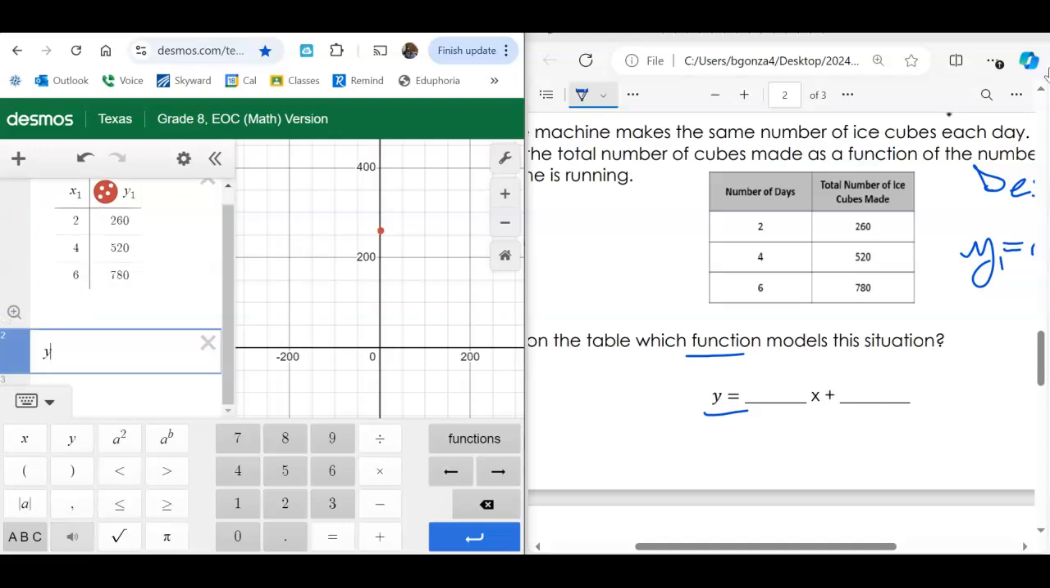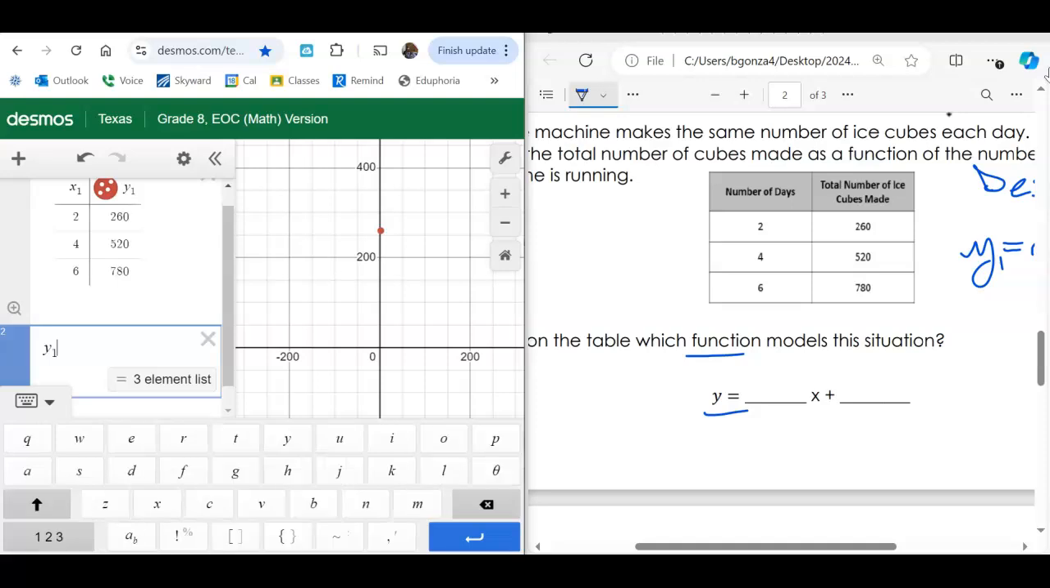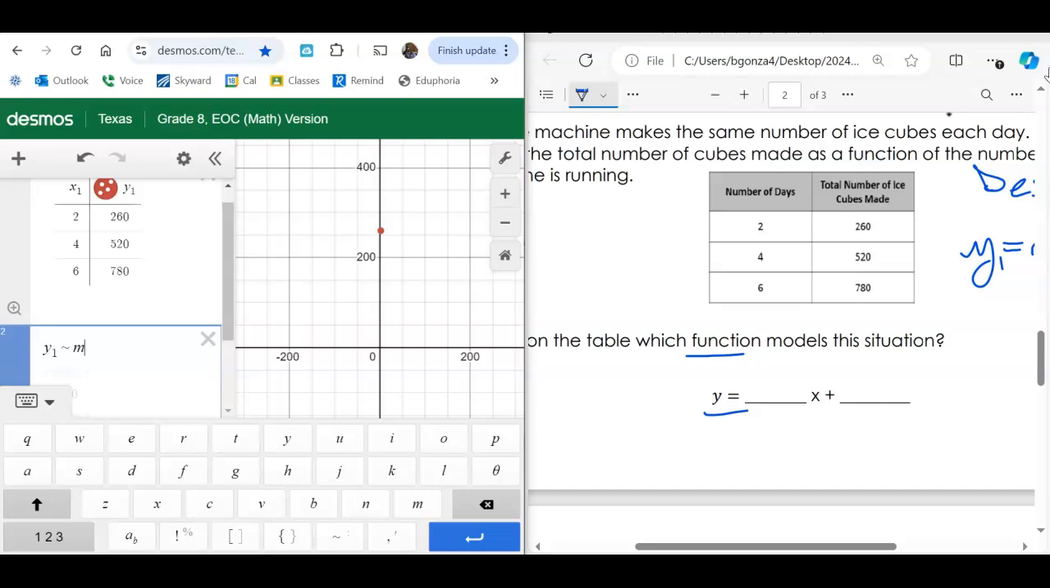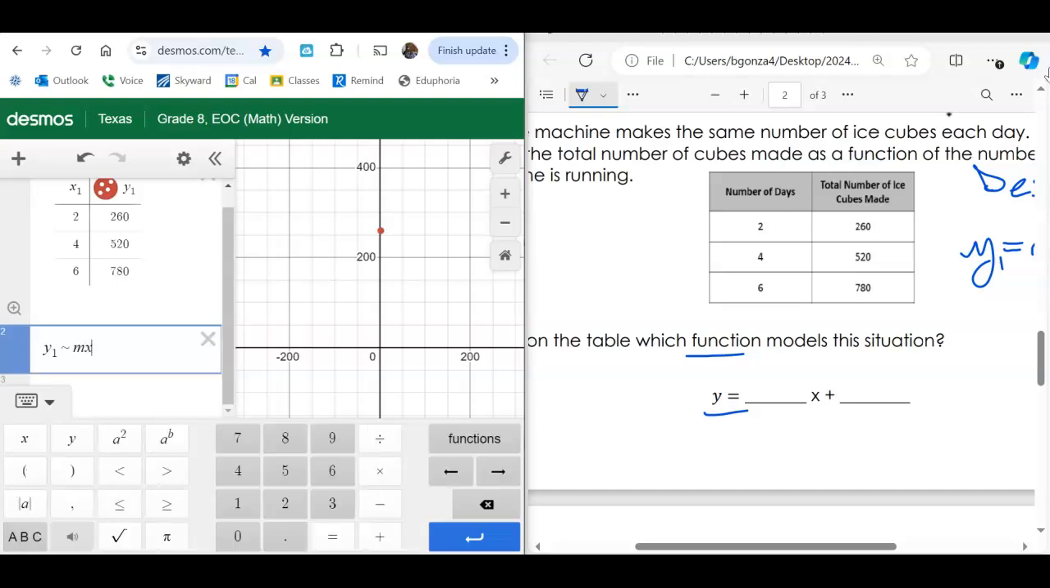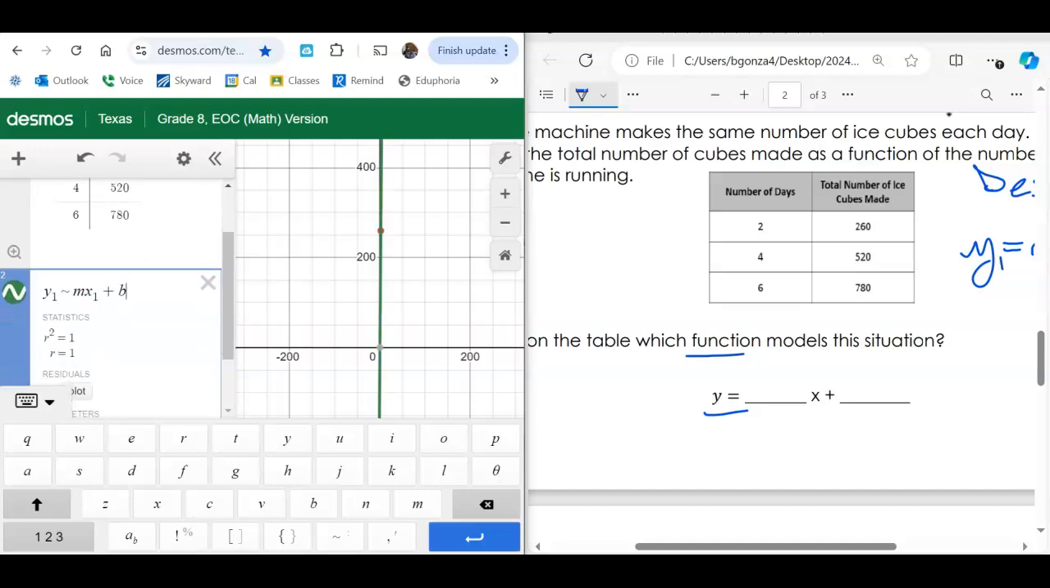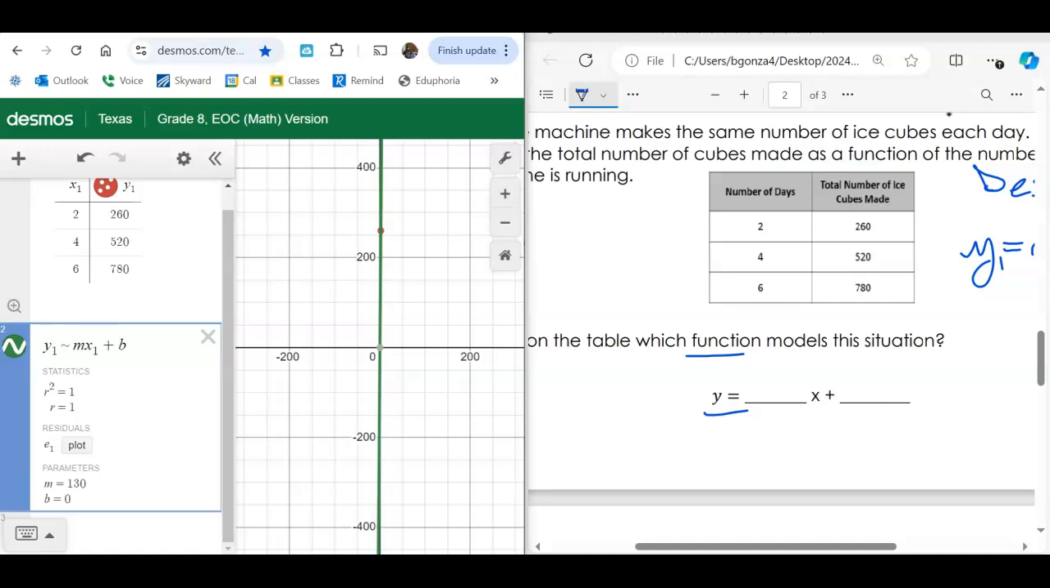and then again y1, and then you do squiggle m x1 plus b, and you should get an m of 130 and a b of 0. Okay, so m of 130, b of 0. Normally you would just see this as 130x. You don't really write plus 0.